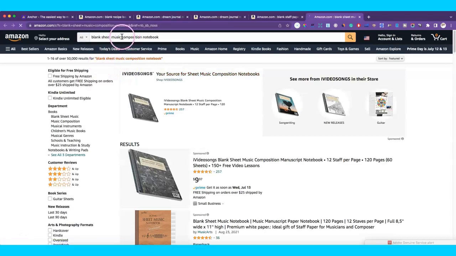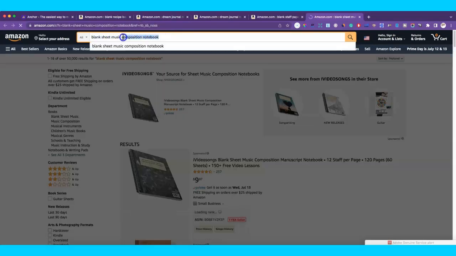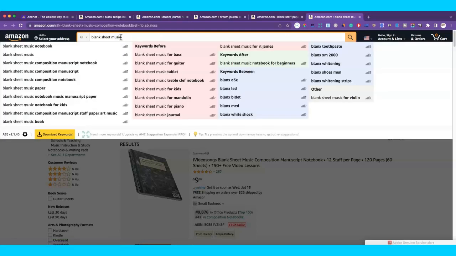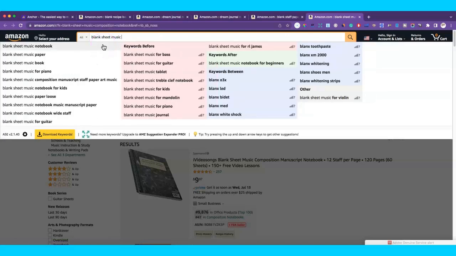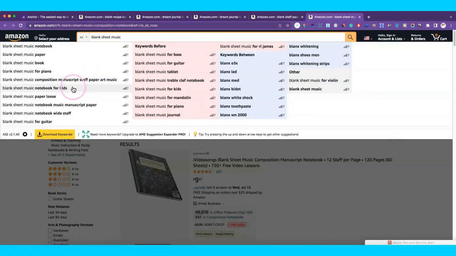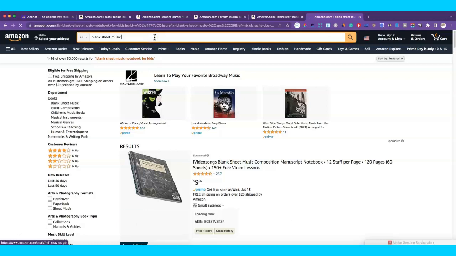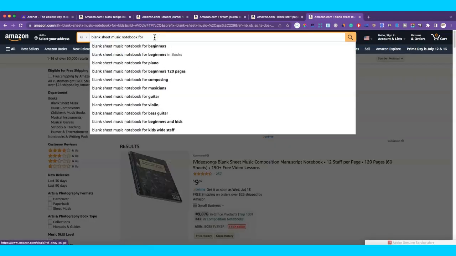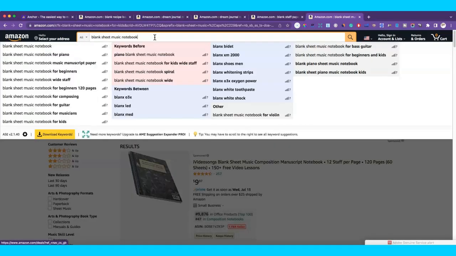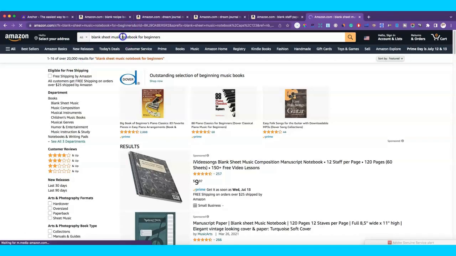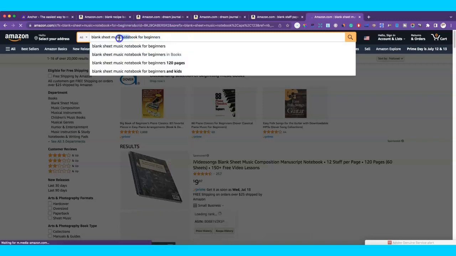Oh, yes, that's a lot. Over 50,000 results. That's insane. Blank music sheet. Blank sheet music notebook for kids. Over 50,000. So you can see why just throwing books out there without really looking to see what's selling and what the competition is can put you at a real disadvantage.